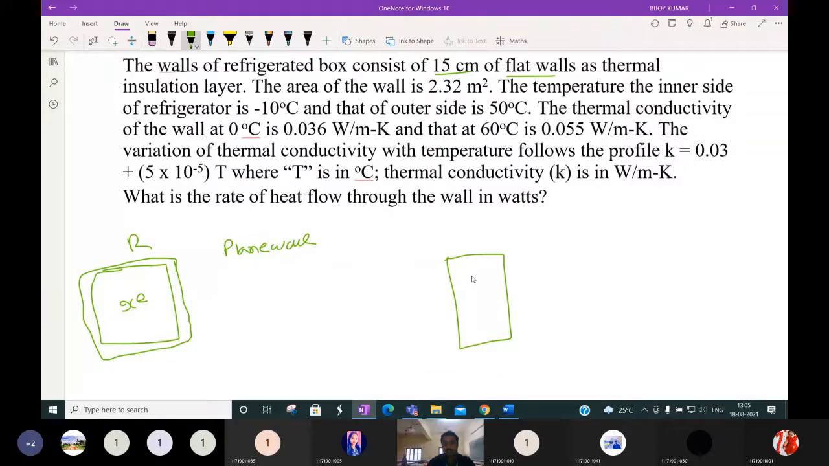So let us consider this flat wall. It was given the wall is a flat wall. It does not mean it is a cylinder. It is a box type. Box type means either cubical or rectangular shape, and it is used as a thermal insulation layer. Why thermal insulation layer? Because we need to reduce the heat loss. Because inside ice is there, we have to maintain the temperature.